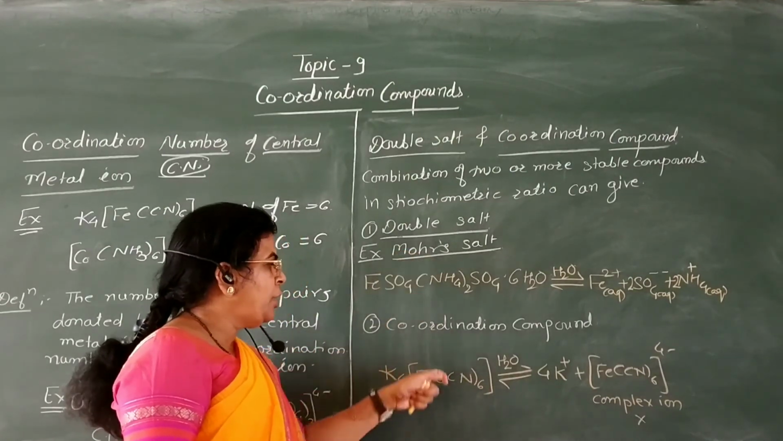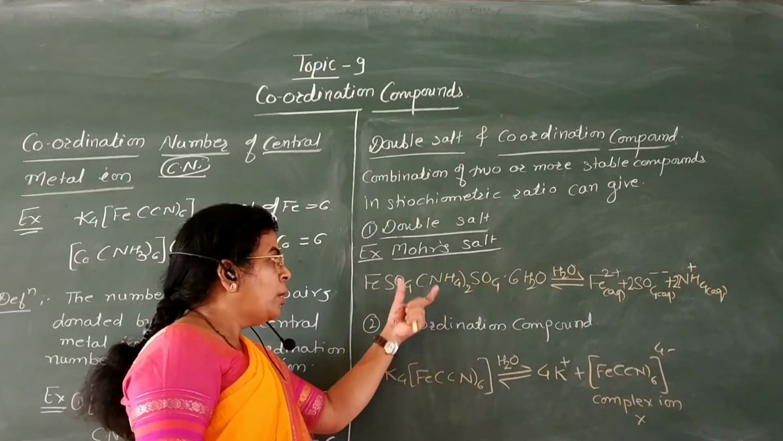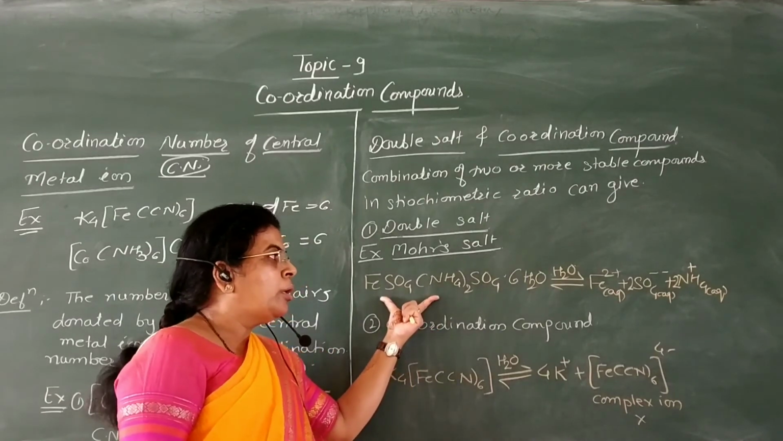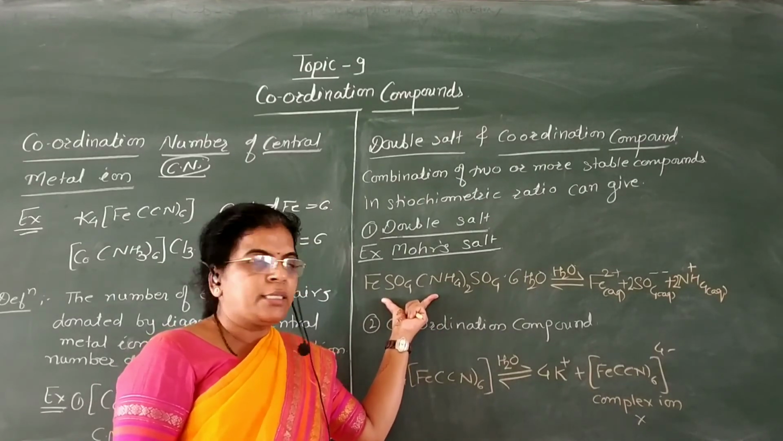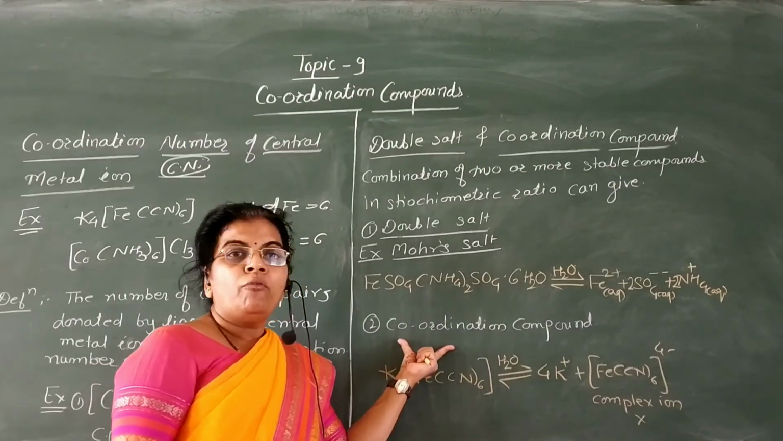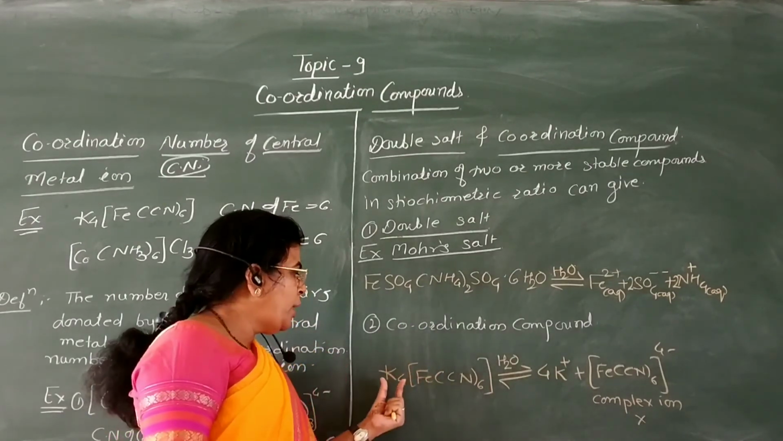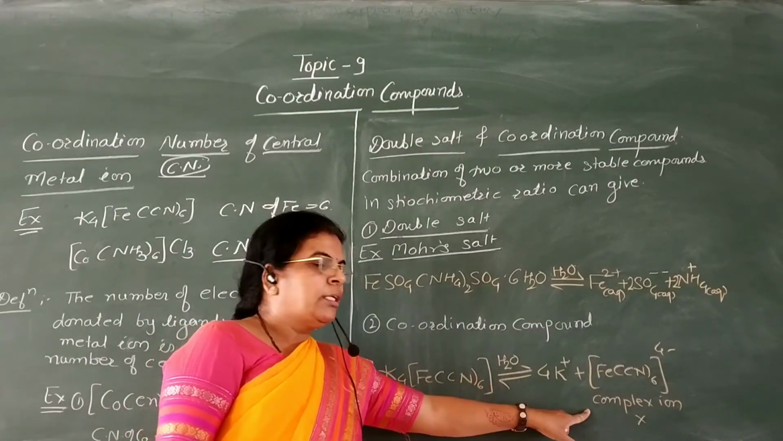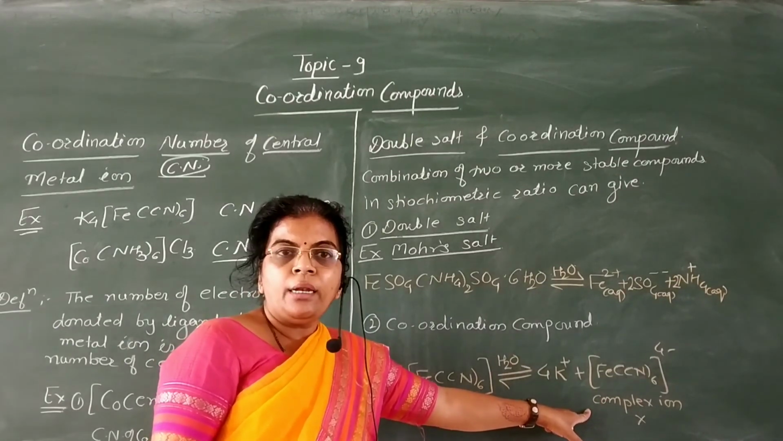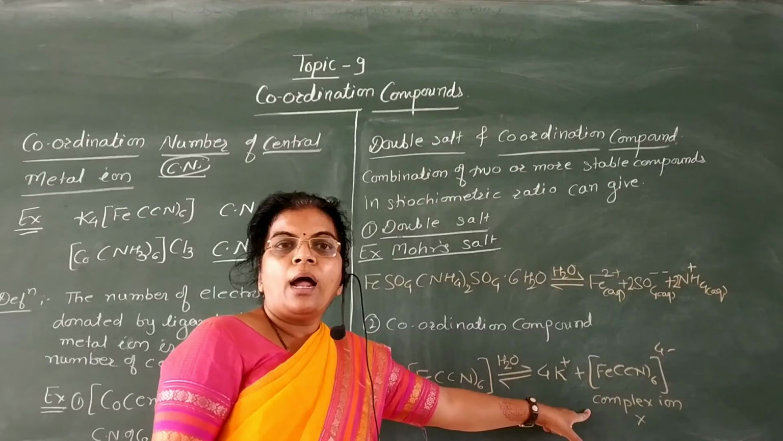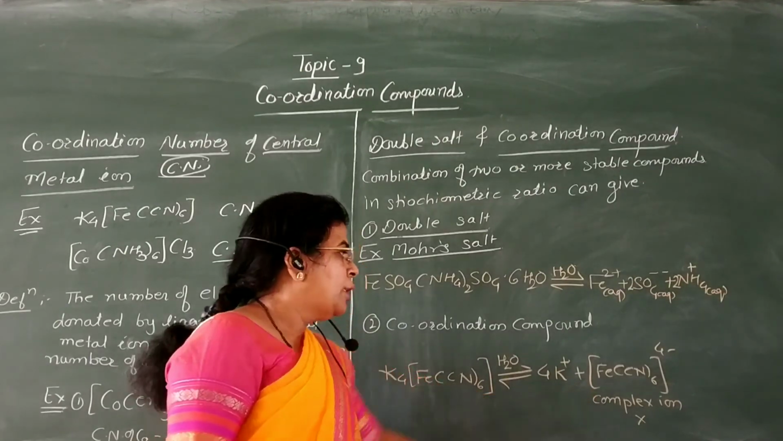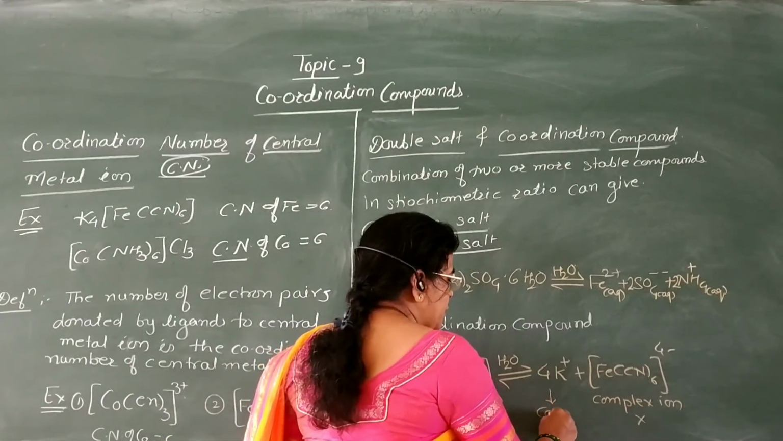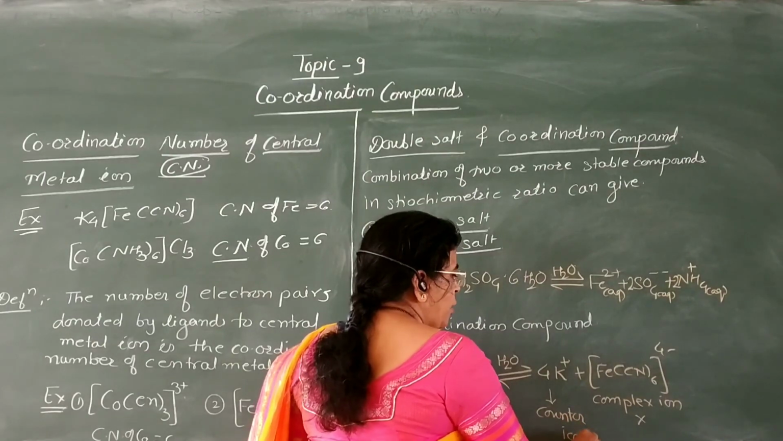This is the difference between double salt and coordination compound. Double salt, when it undergoes dissociation in water, each component undergoes dissociation to form ions. But coordination compounds, when they undergo dissociation, only the counter ions dissociate, and the bond between metal and ligand present in the complex ion does not undergo dissociation. That is, when a coordination compound undergoes dissociation, we get counter ions and complex ions.